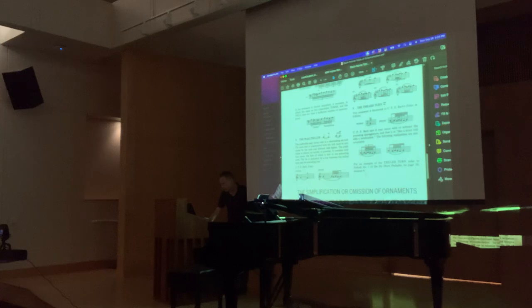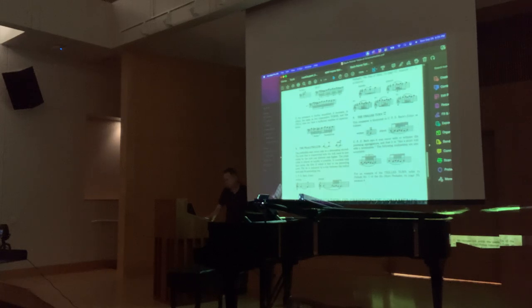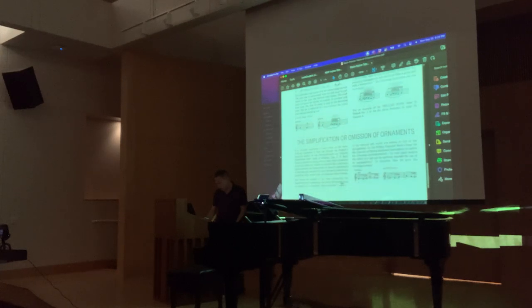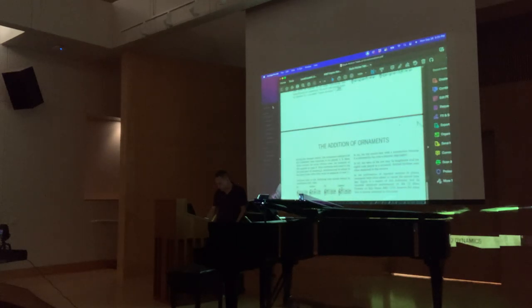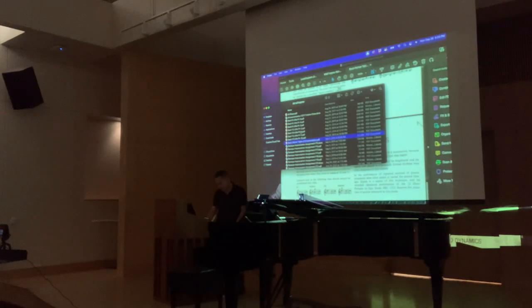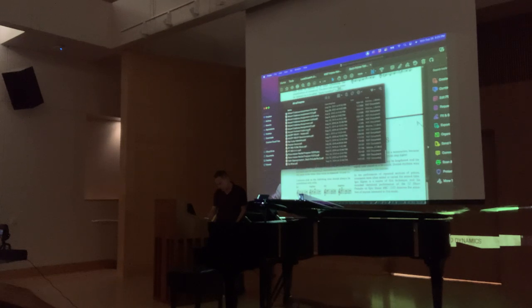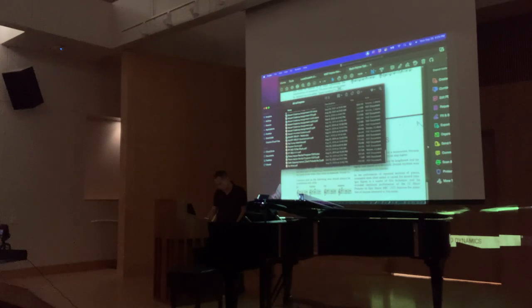So this handout shows you all the different possibilities of ornamentation, really very helpful to continue to go through. Okay, great. So I wanted to give you a little bit of a, just sort of go through some of these Bach pieces. Talk about something that is very familiar to all of us, a couple of things.